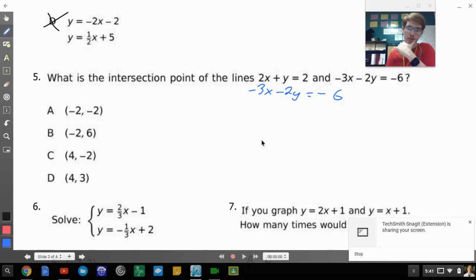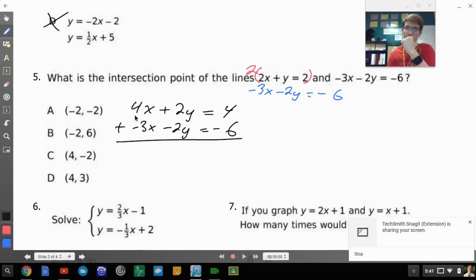If I were trying to solve this, I need a zero pair. I would probably try elimination here. Let's multiply this by 2. I'm going to get 2 times that, so 4x + 2y = 4, and -3x - 2y = -6. Those add together to be just x = -2. Now, if I had to make an educated guess, I could. I have x is -2.